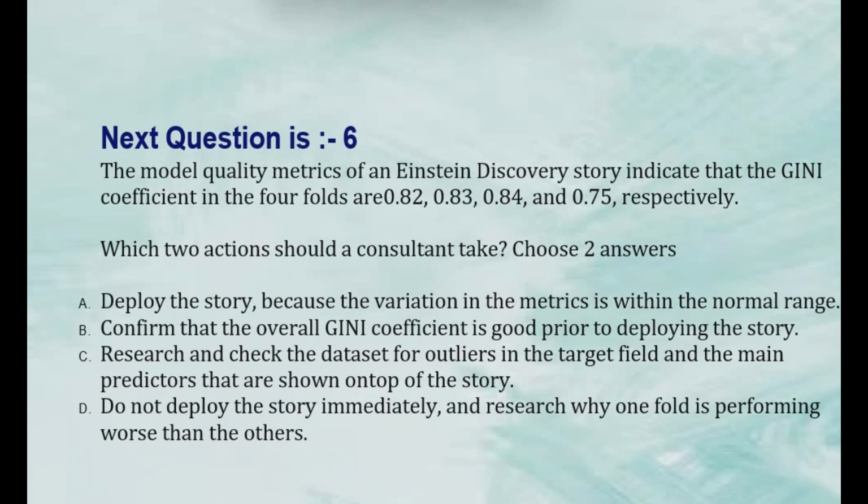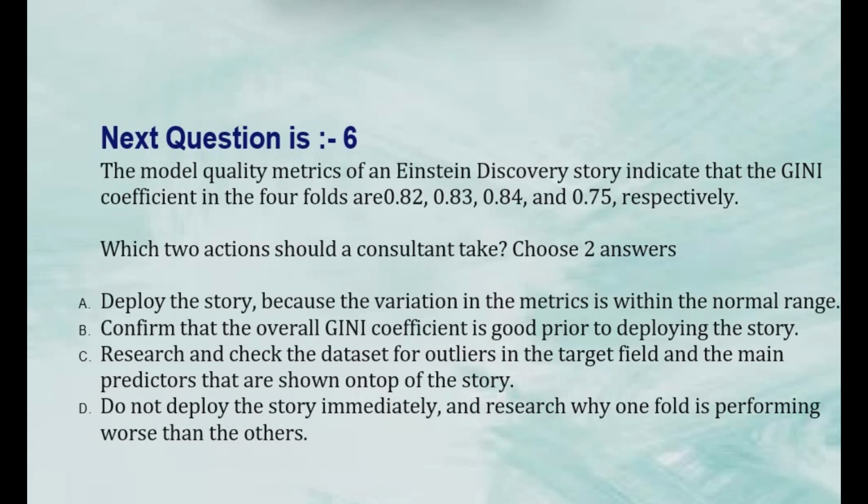Question is, the model quality metrics of an Einstein Discovery story indicate that the GINI coefficient in the four folds are 0.82, 0.83, 0.84, and 0.75 respectively. Which two actions should a consultant take?